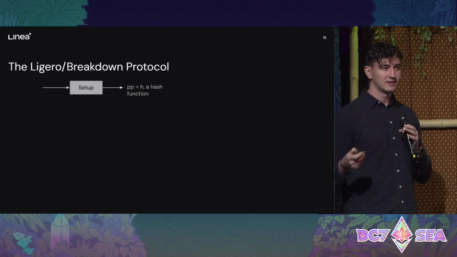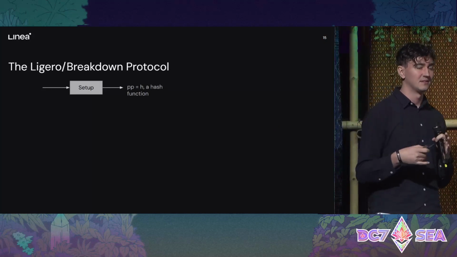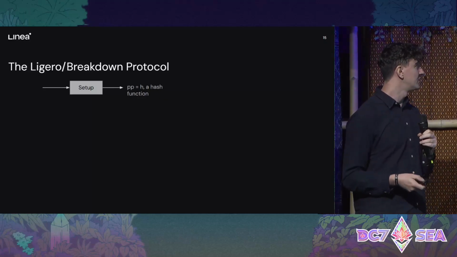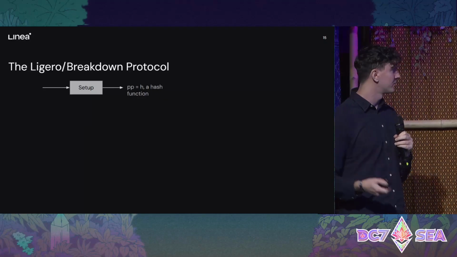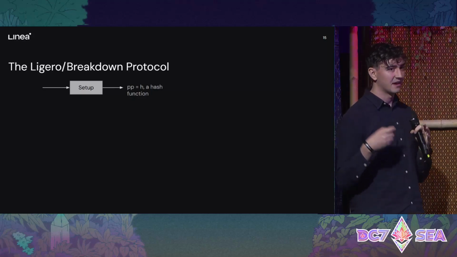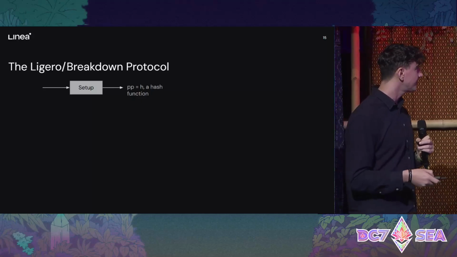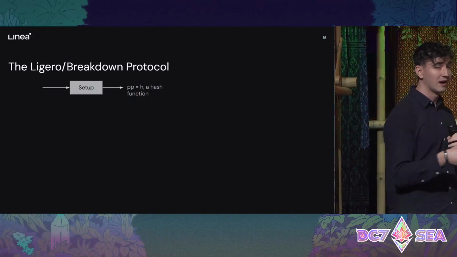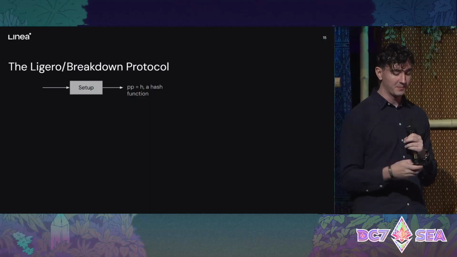And now let's look at where we took the starting point, where we took inspiration for our work, which is the Ligero and Brakedown protocols. These are two separate schemes, but they have a very common structure. So in this previous work, the setup algorithm would give you a hash function as the public parameters.